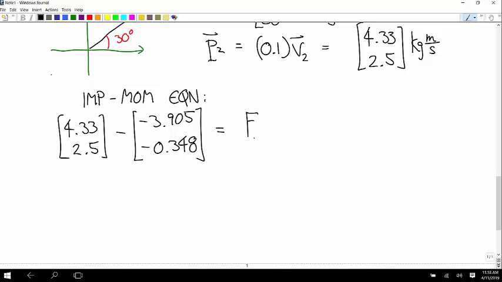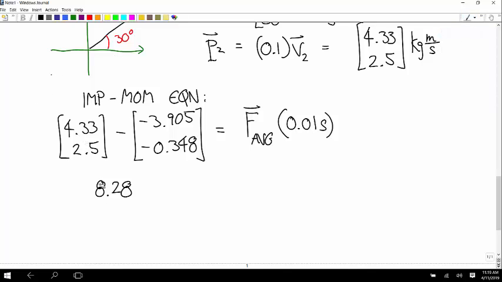Is equal to the average net force times the elapsed time, which is 1 seconds. Okay, so what's 4.33 plus 3.905? 8.28. And then what's 2.5? Well, I can do that one.